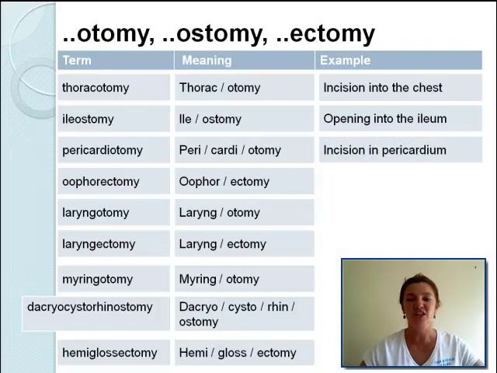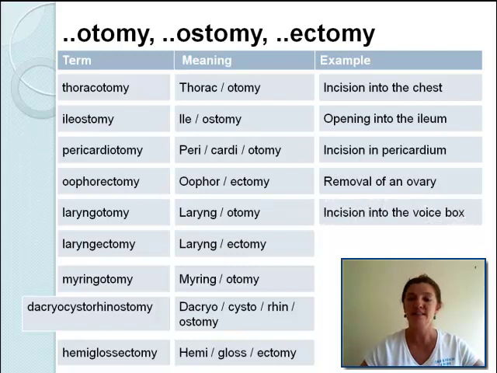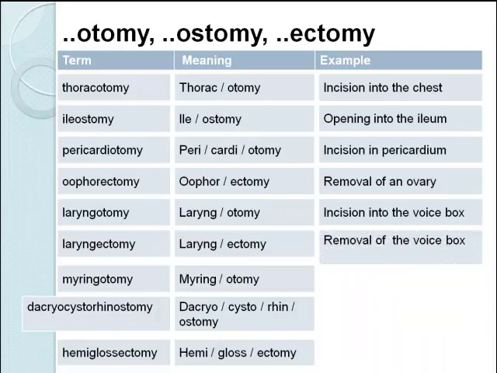Pericardotomy is an incision into the pericardium, which is the lining around the heart. Peri, around, card, the heart. Incision in the pericardium. Oophorectomy, removal of an ovary. Oophor is ovary. Laryngotomy, incision into the voice box. Your larynx is the voice box. Laryngectomy, removal of the voice box, the larynx.